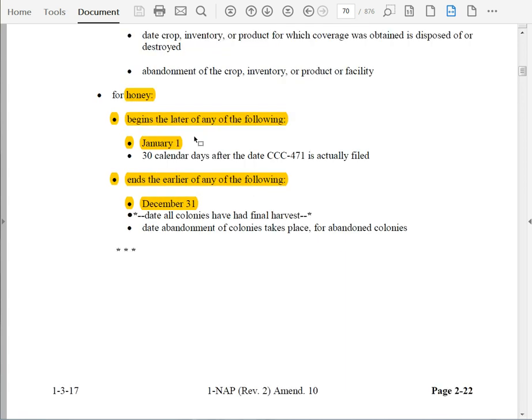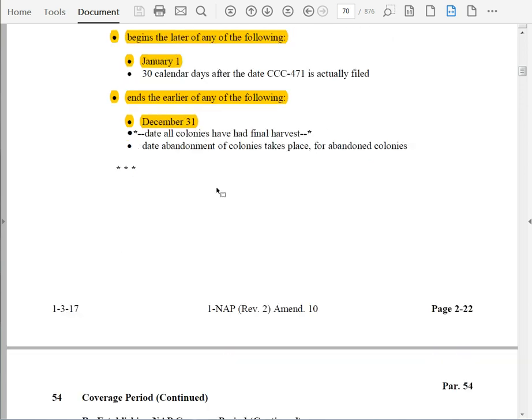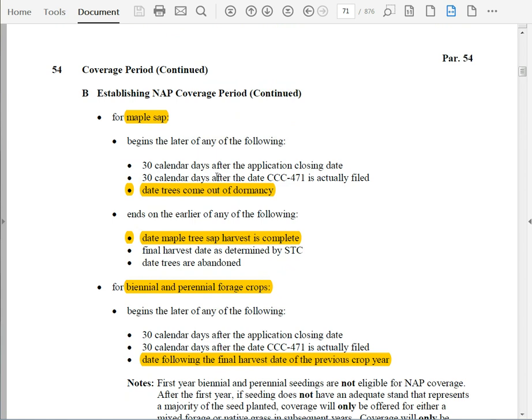For honey, coverage begins January 1st or 30 days after the 471 is purchased, and it ends December 31st. For maple sap, coverage begins the date the trees come out of dormancy, because obviously you're not planting a maple tree that you're tapping that same season. So the date the trees come out of dormancy, coverage begins. Coverage ends the date the maple tree sap harvest is complete.